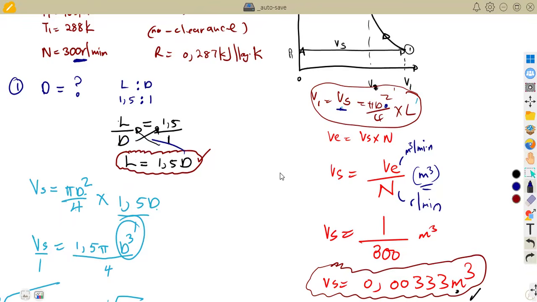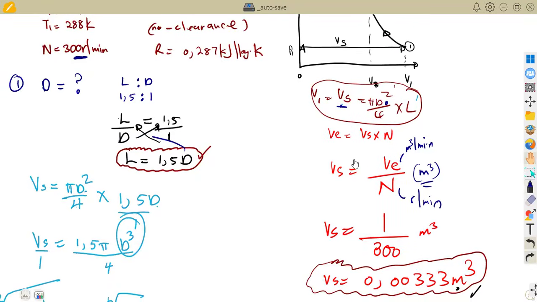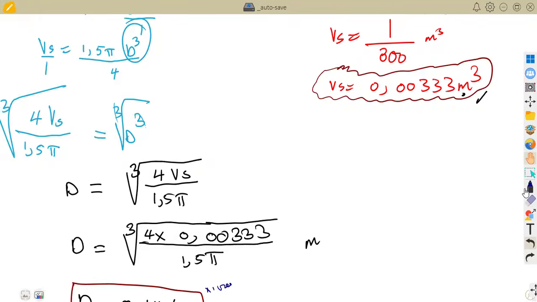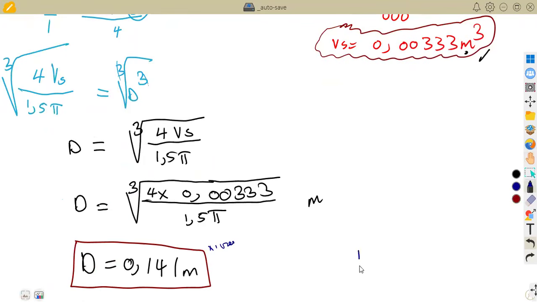Sometimes in an exam, they can ask you to calculate the diameter and also the stroke length. So the stroke length, you take it from that relationship. Remember, we said L is 1,5 times D. So you multiply D by 1,5 and you get your stroke length. So it's up to you how the question is given, but that was the idea there.